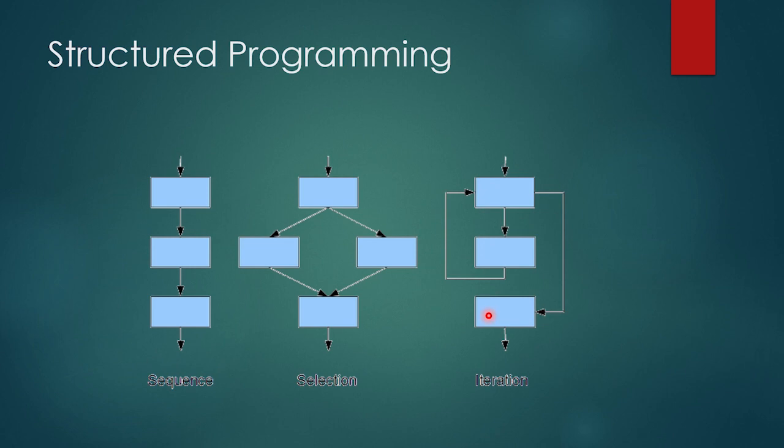So iteration takes advantage of the fact that computers are very good at doing the same thing again and again really fast. Selection allows us to make decisions and change what we do in response to some condition.